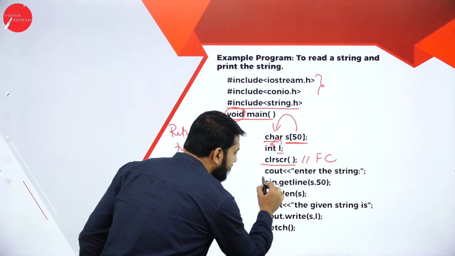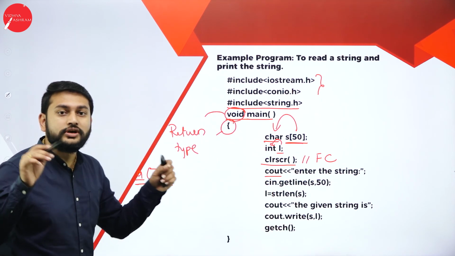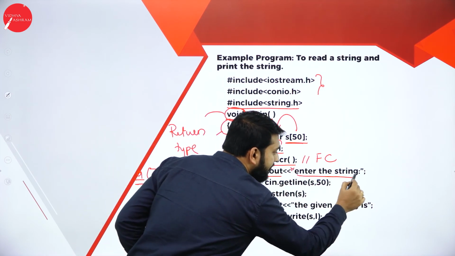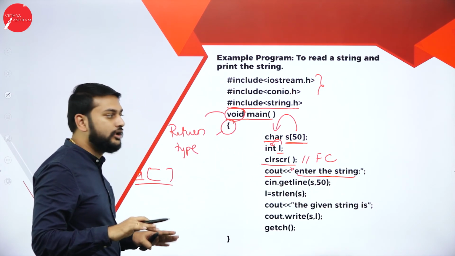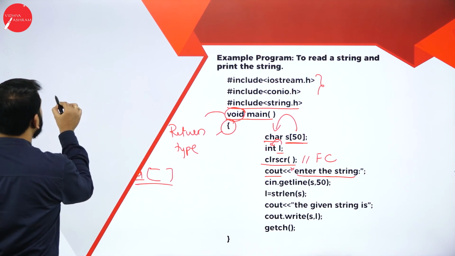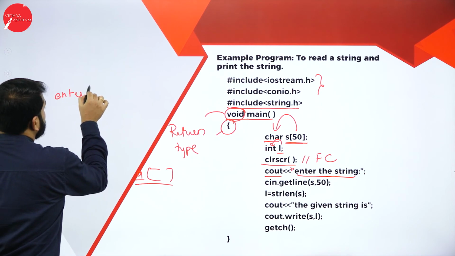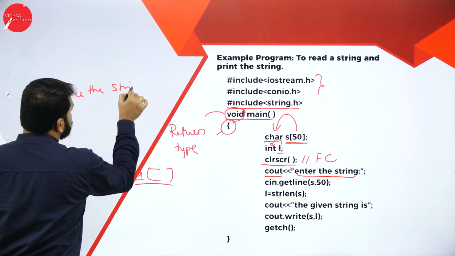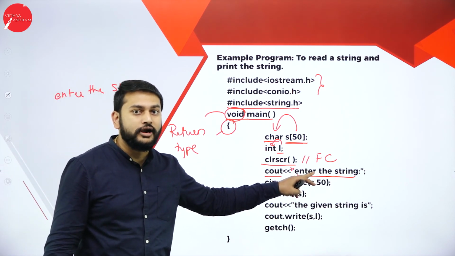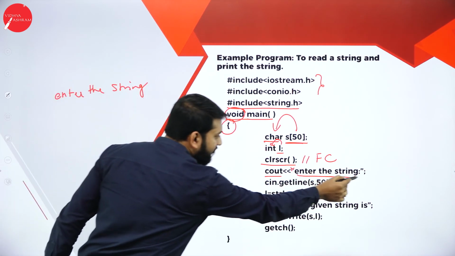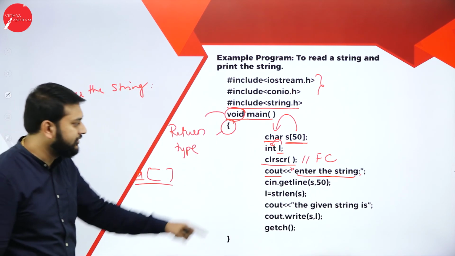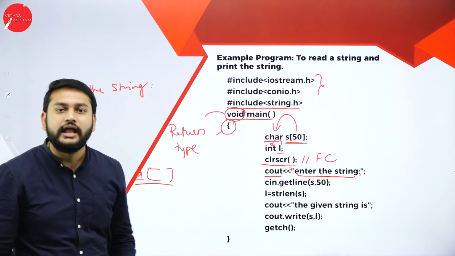Fine. Please observe here, I have cout. What am I doing with cout? Whatever I give within double quotes, I will print as it is on the output screen. So if I execute this statement, what will be my output? I will have "Enter the string" as my output. Please observe, I have the colon also. Even that colon will be printed. Whatever you give within double quotes will be printed as it is.